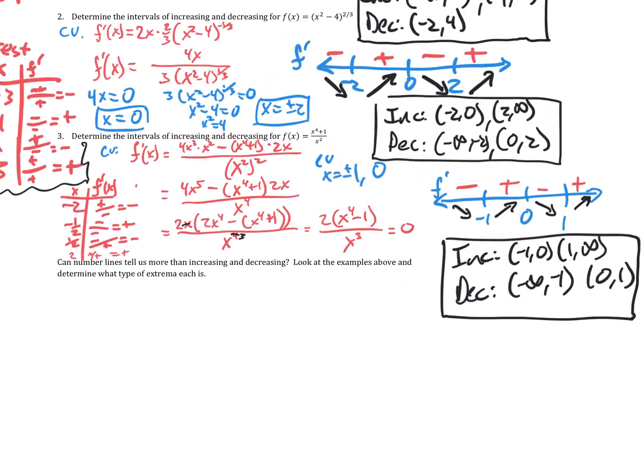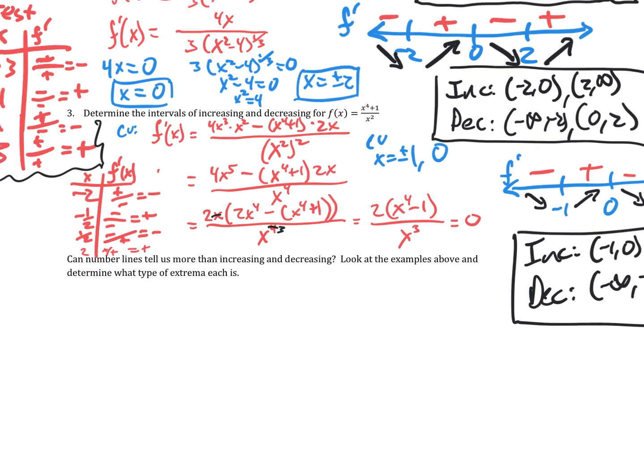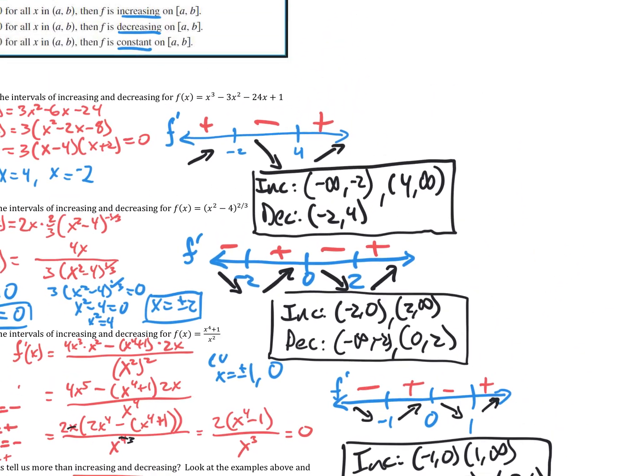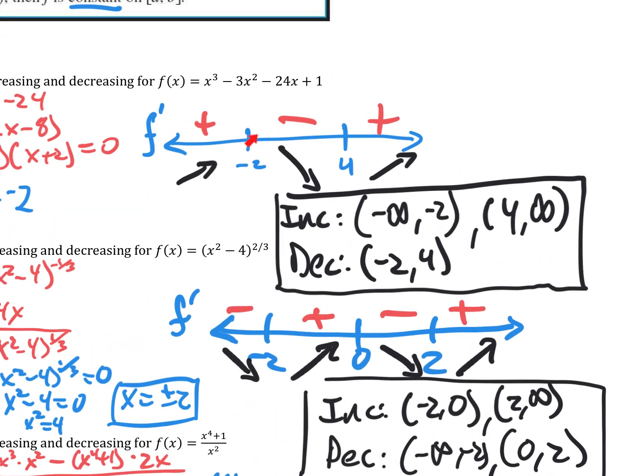Last couple little things here. Okay, so the question here is, can these number lines that we just made tell us something more than just increasing and decreasing? Okay, looking at these examples, can we determine what type of extrema we have? Well, if we look through these here, notice this, we're going up and then we're going down. So what kind of point is this in the middle? Well, that's going to be a maximum. And then here it's going down and then up. All right, that means this is going to be a minimum.